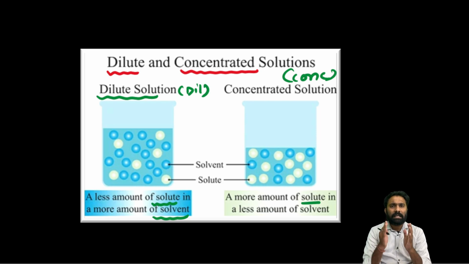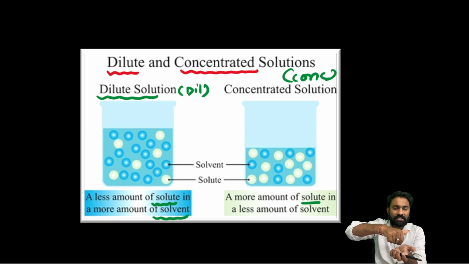Here is a general example from our daily life. If you take a lemon, cut it and squeeze it, what will happen? Whatever juice comes from the lemon is concentrated, because it is highly concentrated. I'm saying that just to help you understand. If you add water to it, its concentration level will decrease and that juice solution will be a dilute solution.